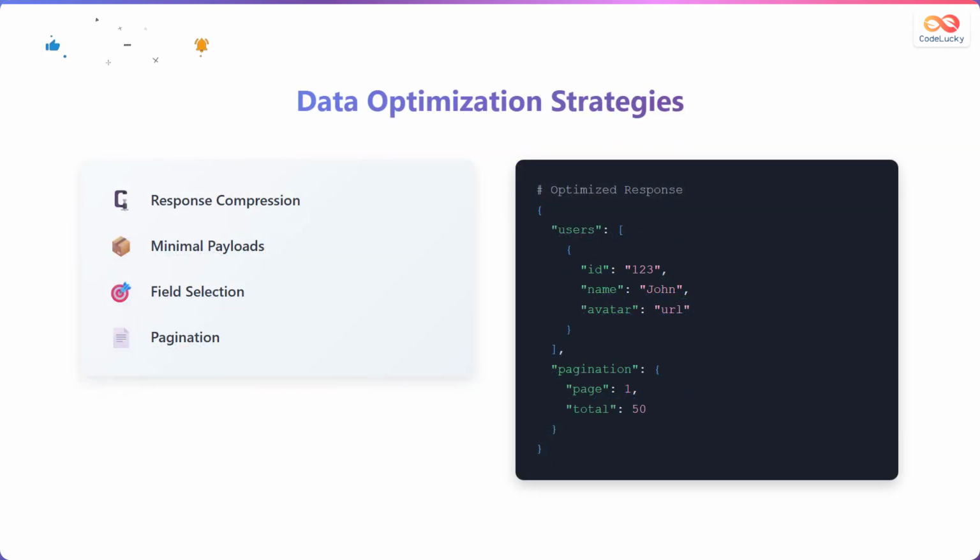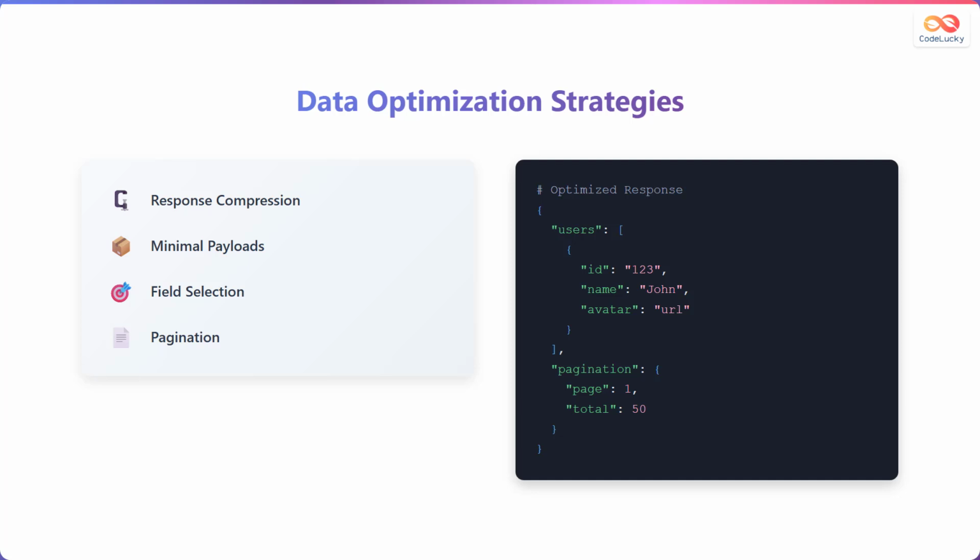To optimize data transfer for mobile applications, several strategies can be employed. Response compression reduces the size of data transmitted over the network, saving bandwidth and improving loading times. Using minimal payloads involves sending only the necessary data, avoiding unnecessary bloat. Field selection allows clients to request specific fields, reducing the amount of data transferred. Implementing pagination divides large datasets into smaller chunks, improving performance and user experience.